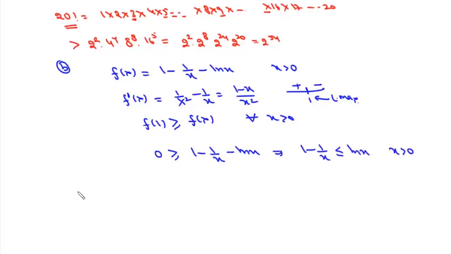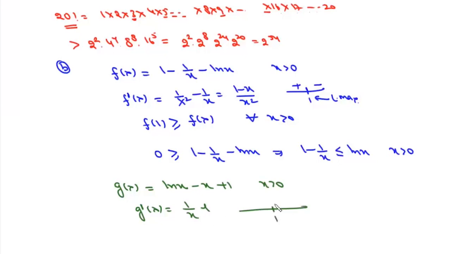And for the other one, we'll assume another function, say g(x), which is log x minus x plus 1 when x is greater than 0. Again we'll find g dash x, which is 1 by x minus 1, and again we'll have a maxima at 1. So for this function also, g(1) will be greater than or equal to g(x), and g(1) here is 0. So again 0 is greater than or equal to log x minus x plus 1.